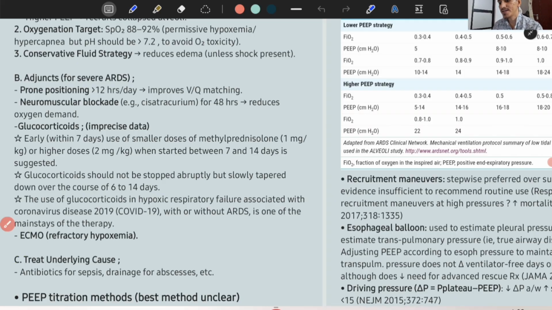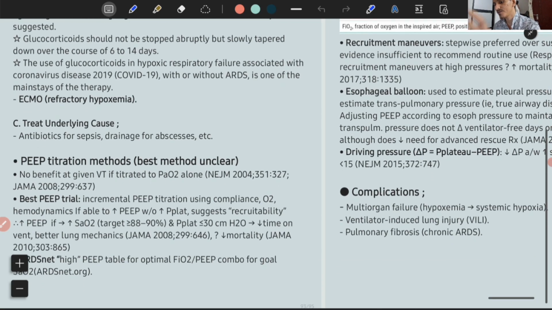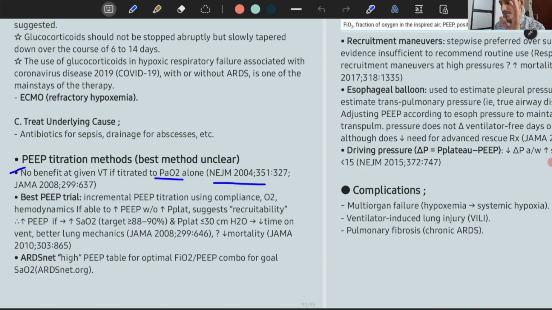Now we have learned that maintenance of PEEP is the cornerstone among all those five things. PEEP titration is the very technical part of the maintenance of respiratory support in an ARDS patient. So how do you do that PEEP titration? What are the methods? The best method is unclear. You don't do PEEP titration, only tidal volume titrated to the oxygen saturation. It has no benefit according to trials, according to the studies. Okay, so in the next points we will discuss different methods of PEEP titration.